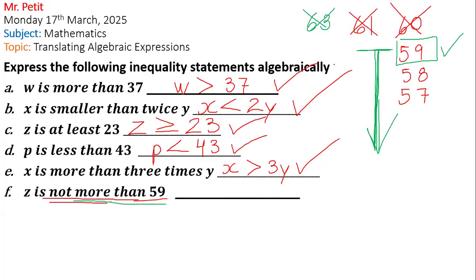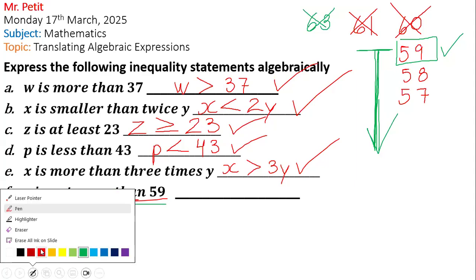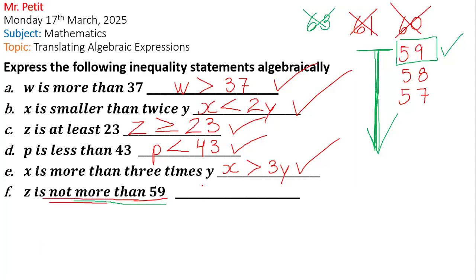So Z is going to be what? Less than or equal to 59. How many persons had that before me? I did. We should ask Genesis this. Most definitely me.